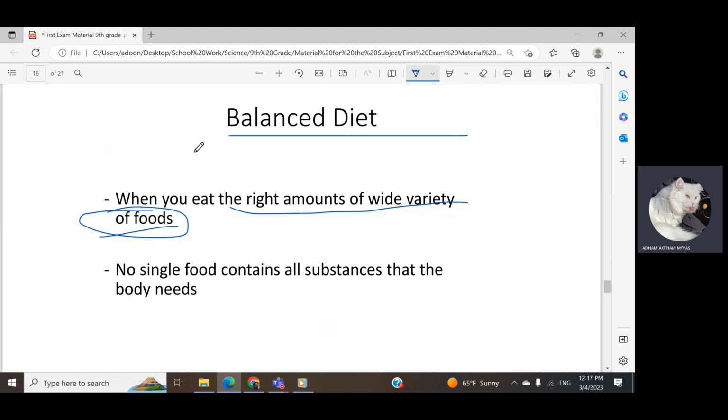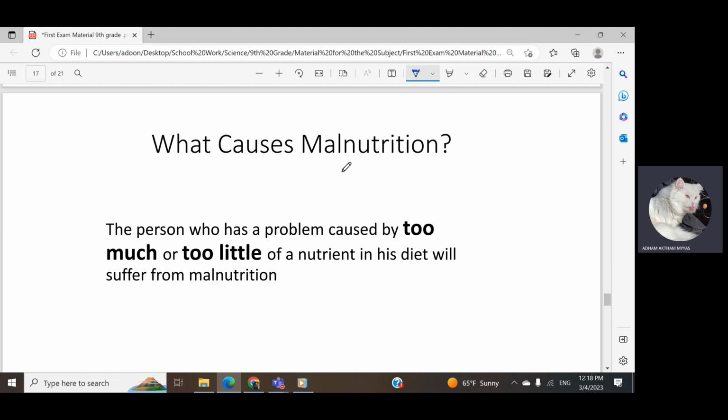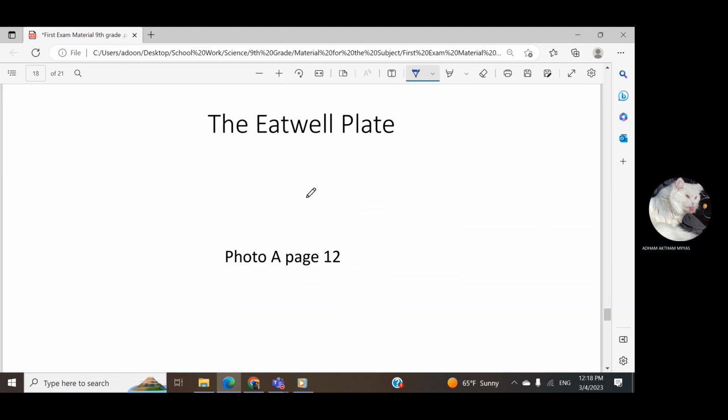So you have to eat the right amounts of them, not eat one type of food for the whole day. You have to do this because no single food contains all the substances that your body needs. Your body needs a lot of substances, such as proteins, carbs, and so on, and no food has a single type of them. What causes malnutrition? Malnutrition means lack of nutrition. A person who has a problem caused by too much or too little of a nutrient in his diet will suffer from malnutrition. So you don't have to eat too much or too little of one type of food.